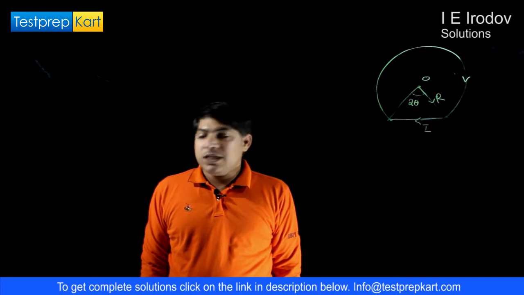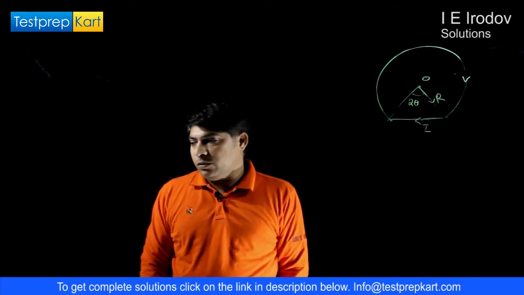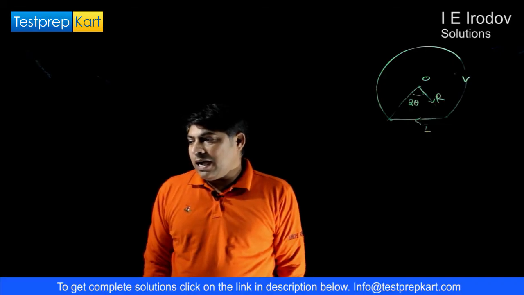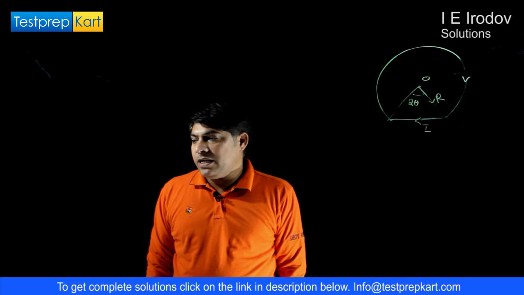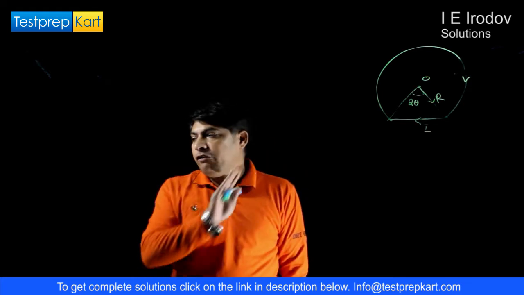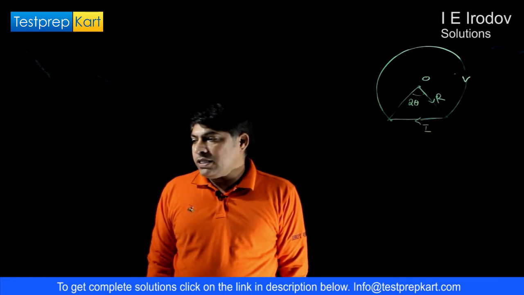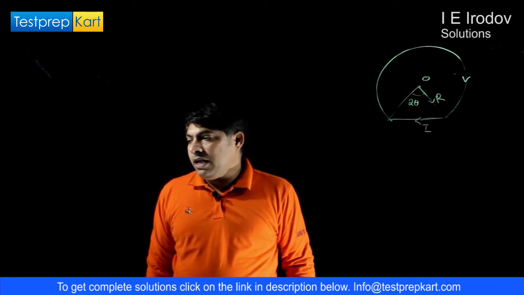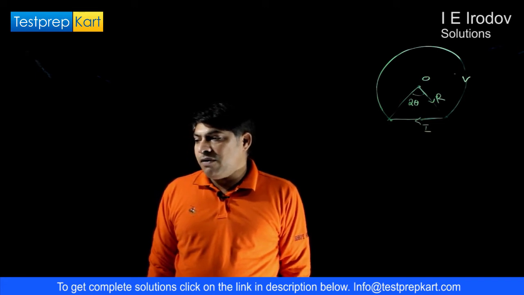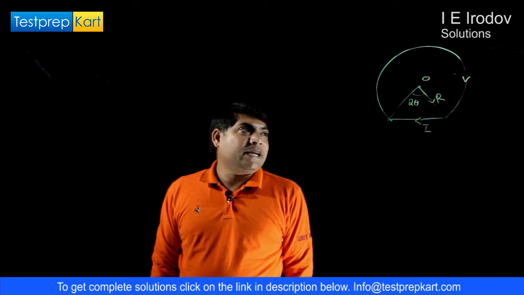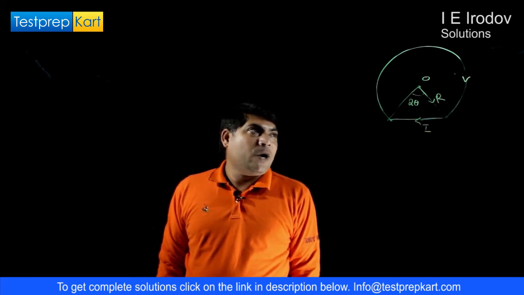Question number 3.222. A current of 5 ampere is flowing through a thin wire shaped as shown in the figure. The radius of curvature is 150 millimeter and 2 phi is equal to 90 degrees. Then find the magnetic induction at point O.